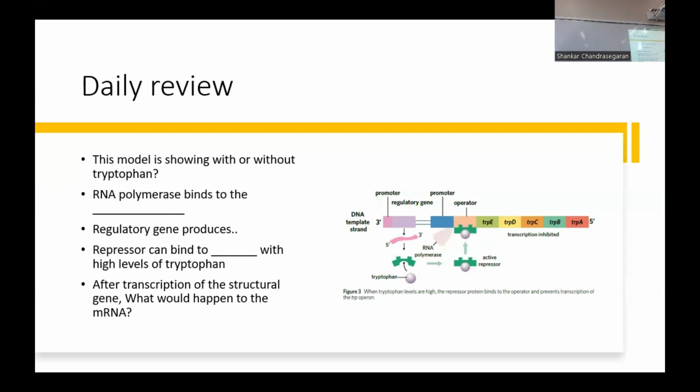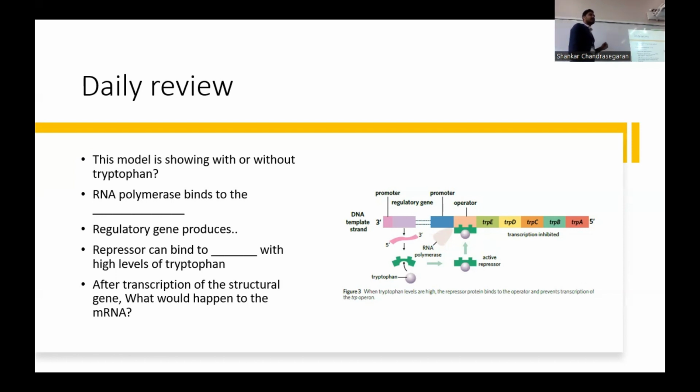RNA polymerase binds to what site? Can I get Nani? Where does RNA polymerase bind to? Promoter, okay? Always ask yourself, what does the RNA polymerase do? It creates an mRNA copy of the gene. And for it to do that, it needs to start at the promoter and then go from there. Okay? Regulatory genes produce. Oh, you're supposed to give the answer.